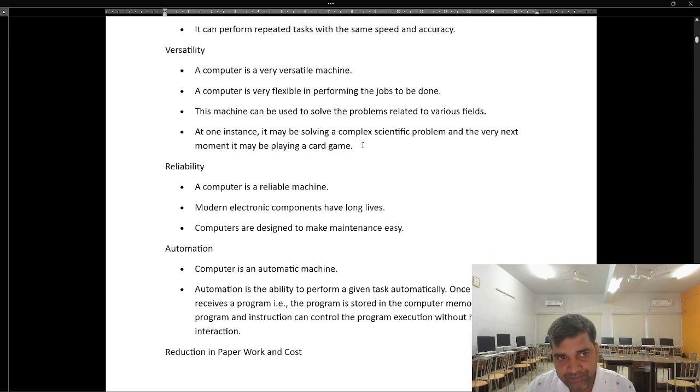Next characteristic of a computer is versatility. A computer is a very versatile machine. Versatile machine means it can do more than one job at a time. Computer is very flexible in performing the jobs to be done.